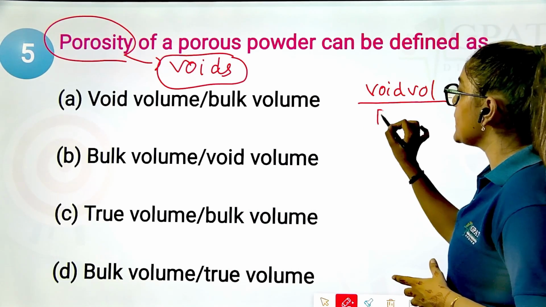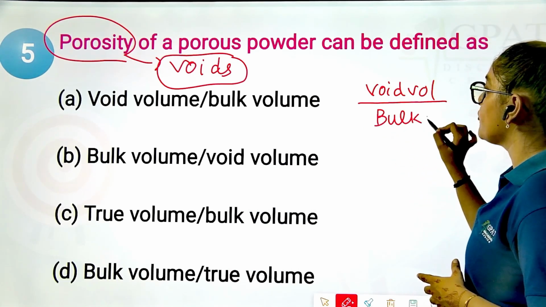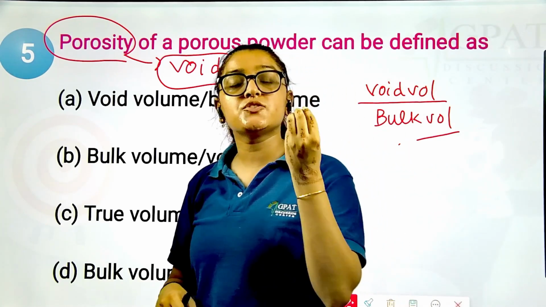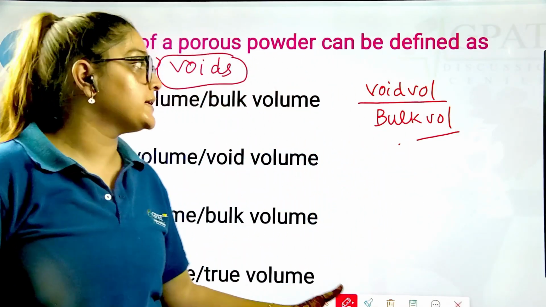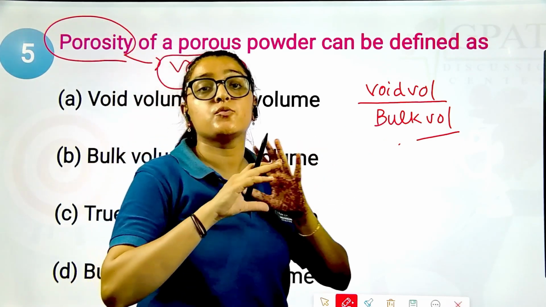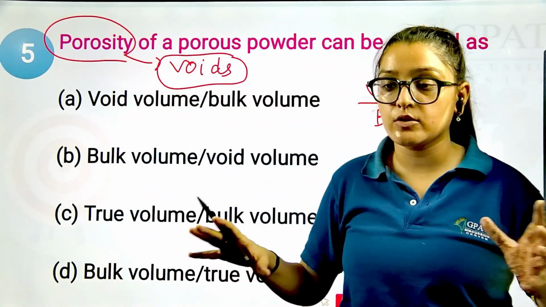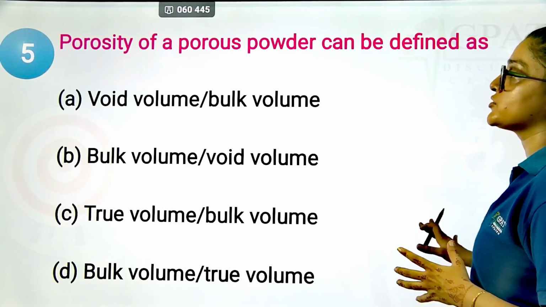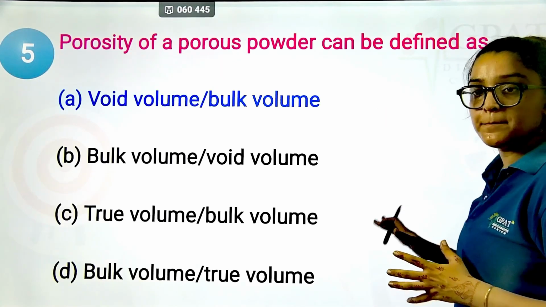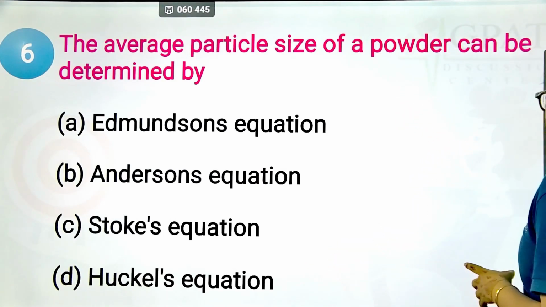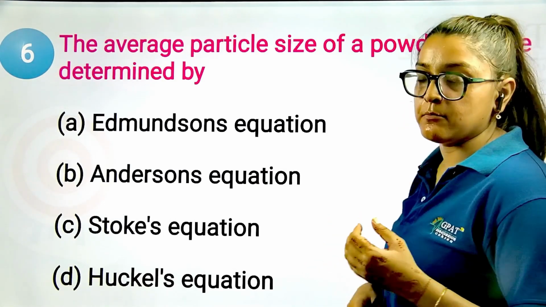upon bulk volume. How is this bulk volume different from the void volume? Void volume is just the volume of the space, the void, while the bulk volume includes everything: true volume, interparticular voids, intraparticular voids, everything, right? So here we have porosity as void volume upon bulk volume. Okay, right? Next, the average particle size of the powder can be determined by.